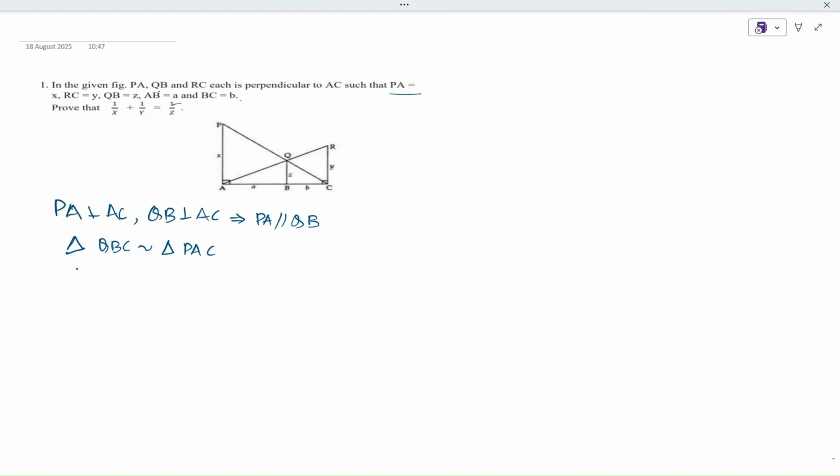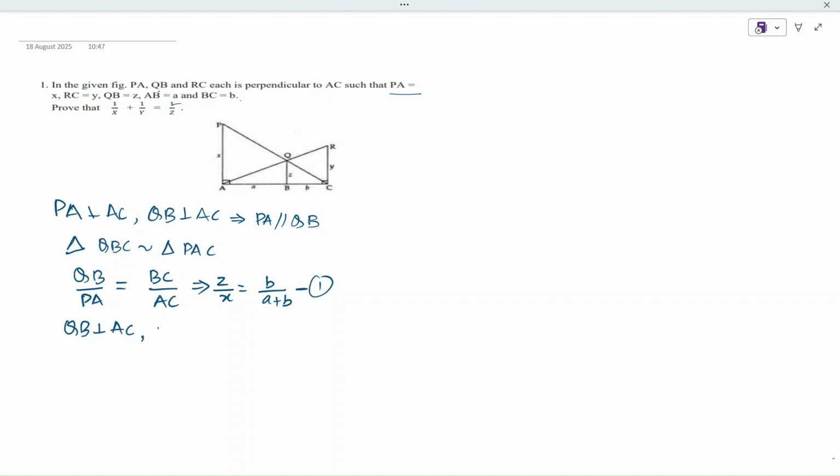So you can write QB by PA equal to BC by AC. This implies QB value is given that Z, Z by PA is X, Z by X equal to BC is B and AC is A plus B. This is first equation.